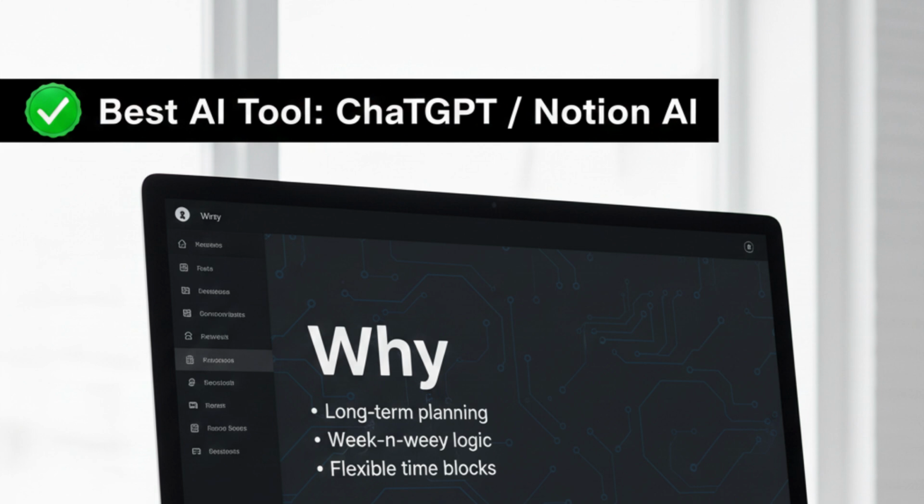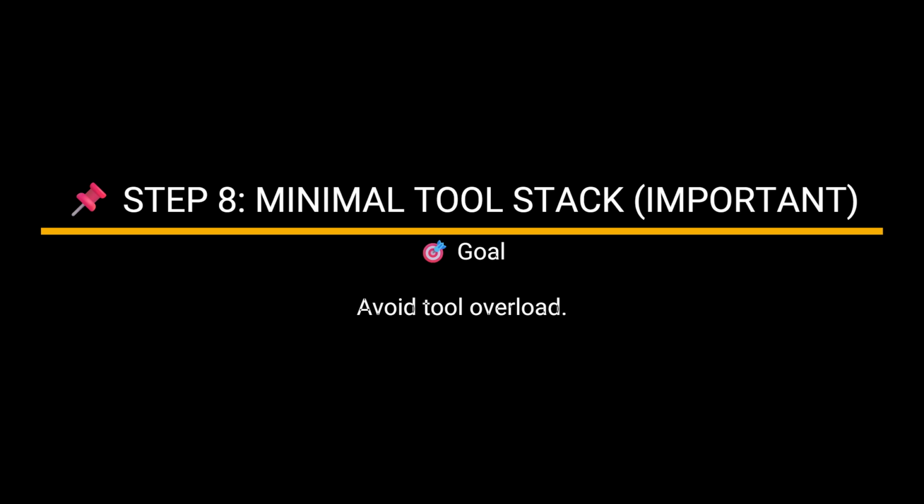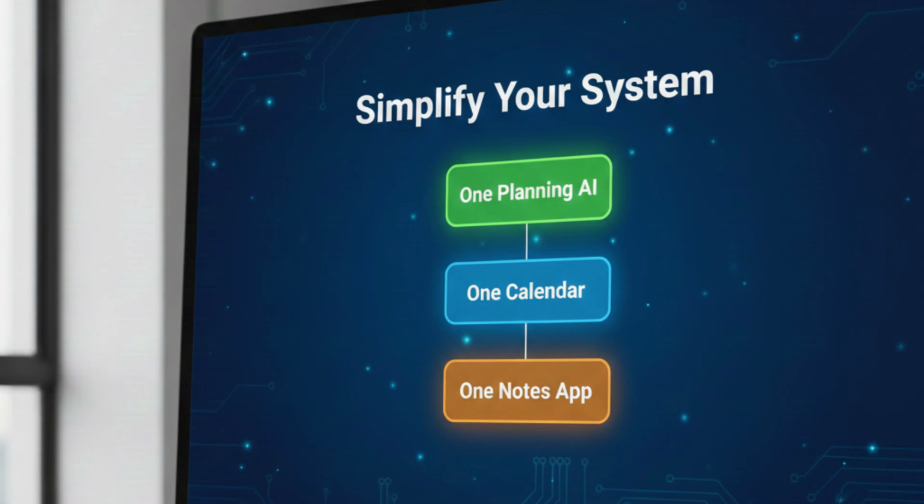Step 8. Minimal tool stack. It's very important. See, more tools don't mean better results. One planning AI, one calendar, one notes app. That's enough.